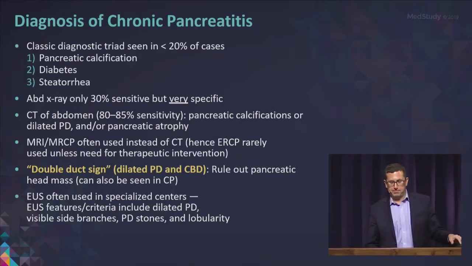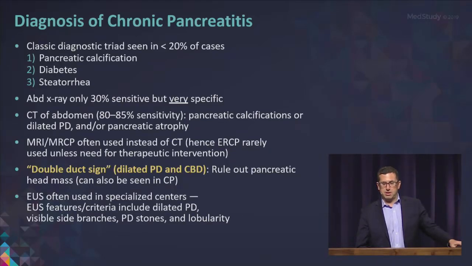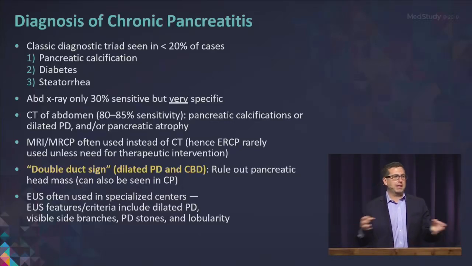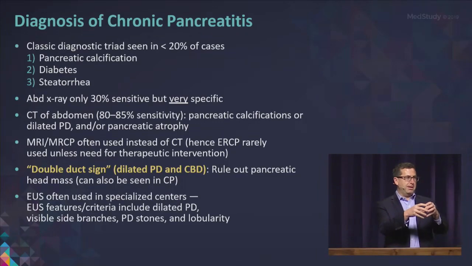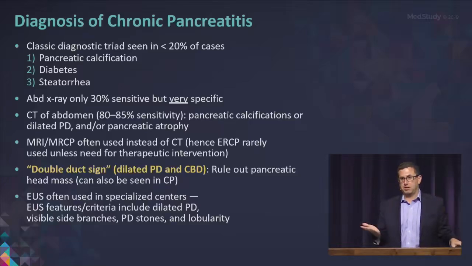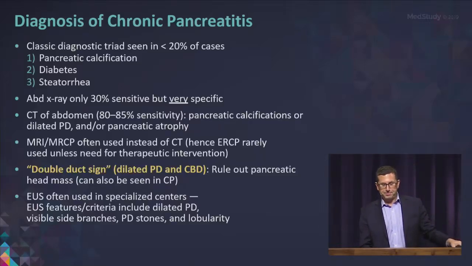see the anatomy. There's something called a double duct sign, which means that the biliary tree and the pancreatic duct are dilated at the same time. If you see this, you want to rule out a pancreatic head mass, okay? And the other cause for this would be chronic pancreatitis. A pancreatic head mass is going to compress distally, and it's going to cause the PD to dilate and the CBD to dilate at the same time. And chronic pancreatitis can do the same thing.